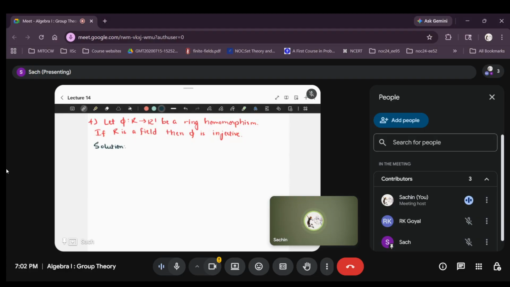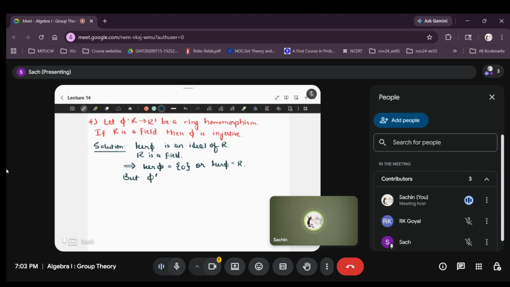And the solution was that the kernel of phi is an ideal of R, but R is a field, and we saw from the previous problem that a field's only ideals are the zero ideal and the field itself. So this implies that the kernel is the zero ideal or the kernel is the entire field.